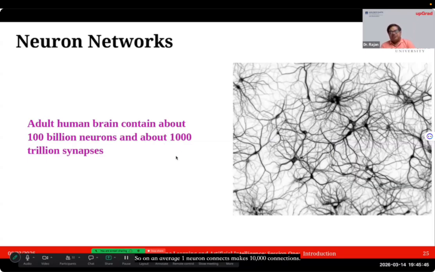So on an average, one neuron makes 10,000 connections. Okay? You can think about the complexity of the network in the human brain. 100 billion neurons, and each one making about 10,000 connections. That's humongous.